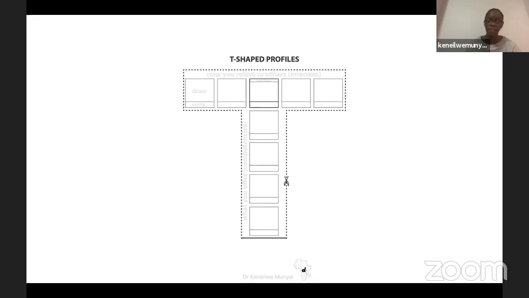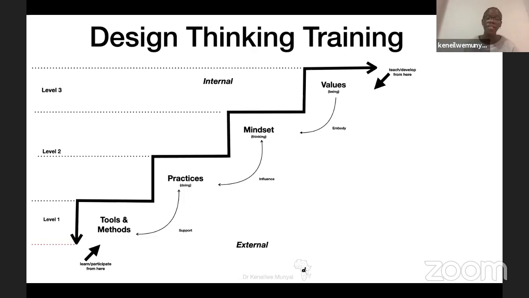So typically the design thinking training starts with the introduction of tools and methods, and then you apply. So it's learning through doing, basically, in order to cultivate the mindset and then obviously get to the values, because it's not about plugging and playing the process. It's about it becoming a way of being. That's what the training, or at least the training that I do, is all about.